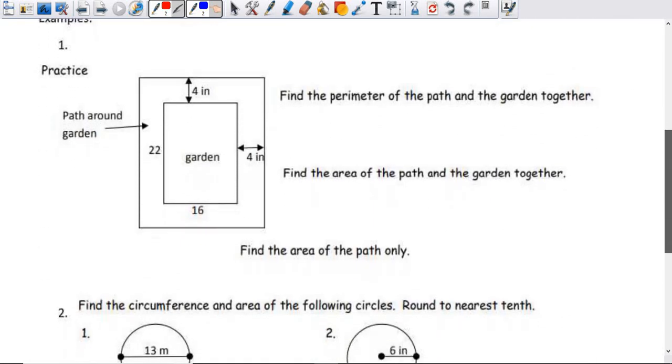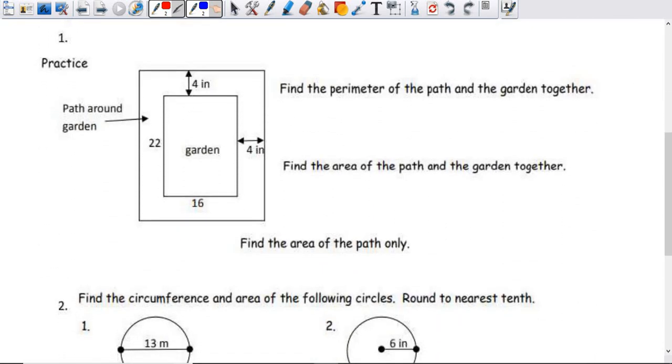All right. Question 1 asks us to find the perimeter of the path and the garden together. So essentially they want us to find the perimeter around the outside of this entire thing. So if I'm going to do that, I first need to figure out what each piece is. So on the inside, we know that this is 22. Then we know that we have 4 here. And then that also means we would have 4 here because it's even all the way around. If we add all of that together, we would end up getting 30.